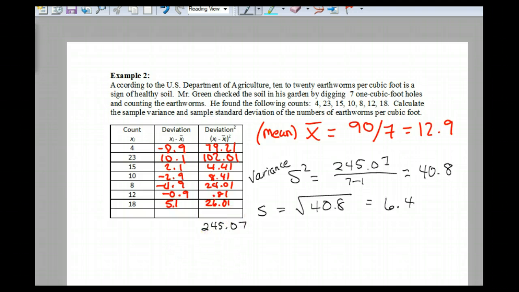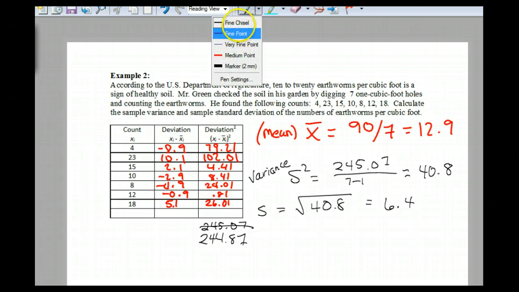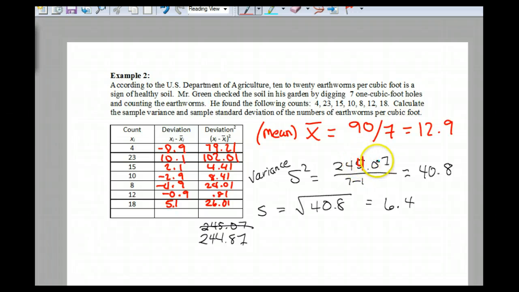So, ladies and gentlemen, it is 244.87. This was incorrect. So my variance instead of this should have been, so this right here should have been 244.87. And if you take that and divide it by 6, it's not far off. Okay, 40.8. So it really didn't change it all that much. It's just by a couple decimal points.